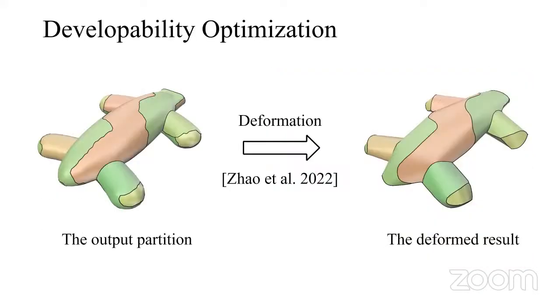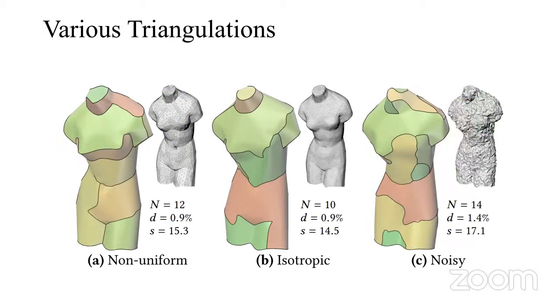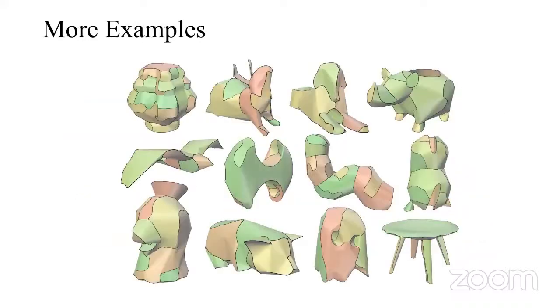After running the genetic operations, we get a partition, or a segmentation. With this segmentation, we deform the input mesh to be piecewise developable using the method of the first work. Here we show some experiments. For meshes with different tessellation, we can also get reasonable results. In this work, we test our method on 240 models, including CAD models and organic models. Our algorithm successfully generates high quality results.